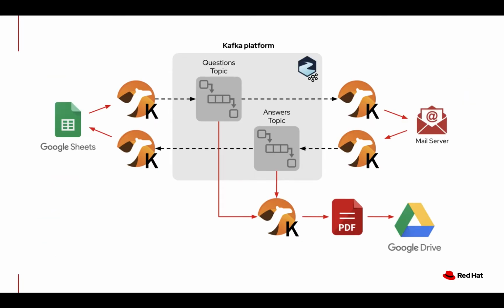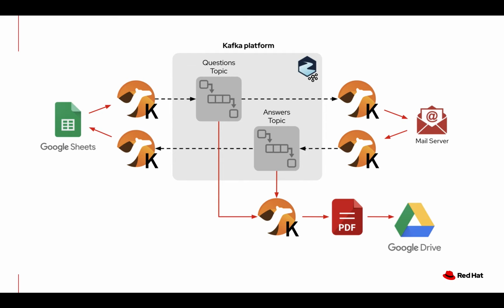So this is the overview of the platform. We can see at the center the Kafka platform, and we have a couple of Kafka topics there that will essentially carry all that information. And all around, we see these Camel K pieces that will be streaming in and out from the Kafka platform the questions and answers from Google Sheets to the different teams, collect all those responses, and then make the updates.